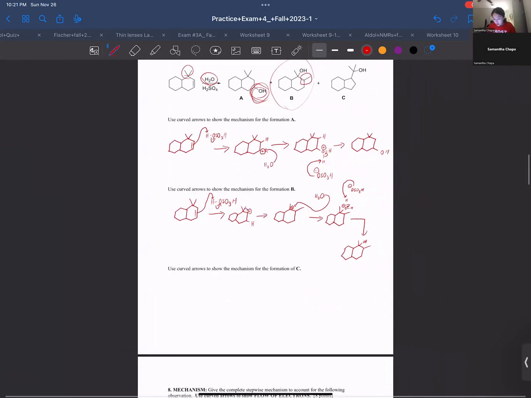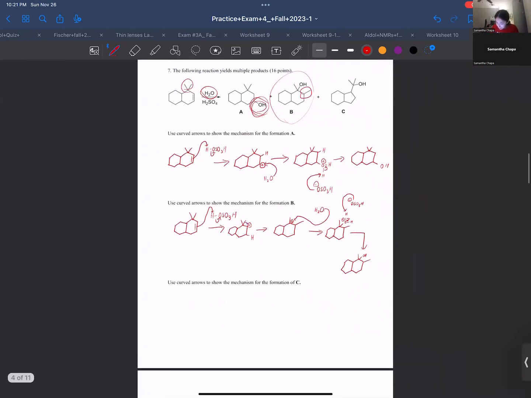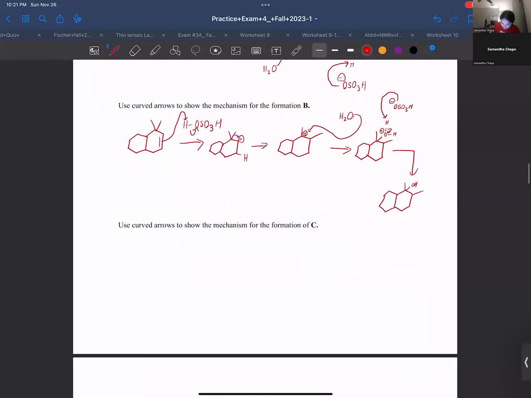This one is harder. Okay, let's start with our initial thing. Each step is a couple of points. The first step, every time you see an acid, is protonate. If you can't get all of this mechanism, get one part of it, and you get points. So this is already like, I believe this is 2 points, because I believe we do points for every arrow.